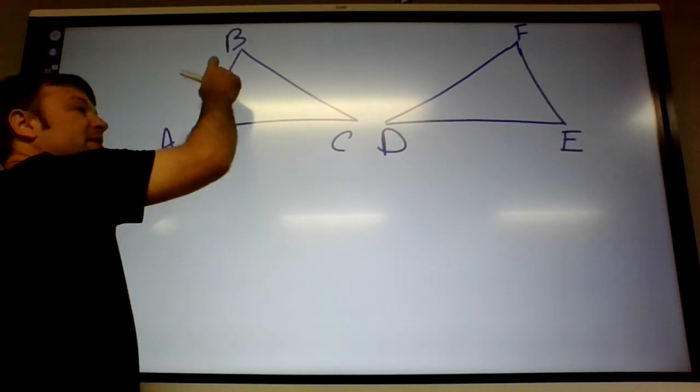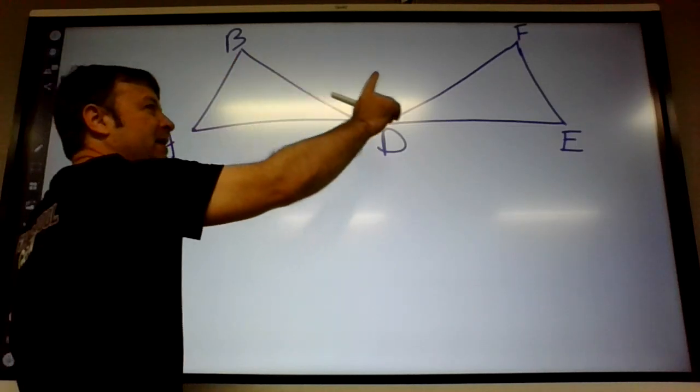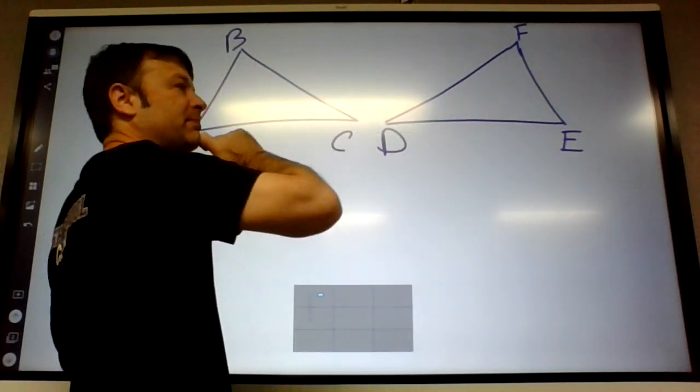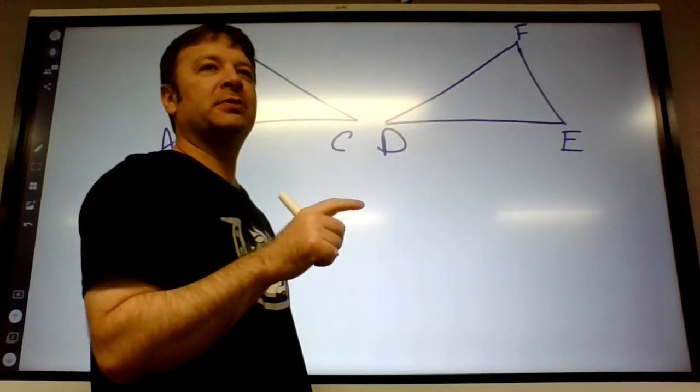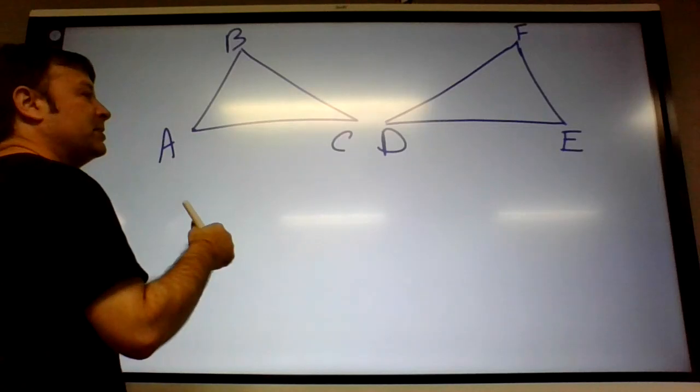Each angle is the same. Well, each matching angle is the same. Yes. And each matching side is the same. So they don't use the word matching, they use the word corresponding. So the corresponding parts have to be congruent.